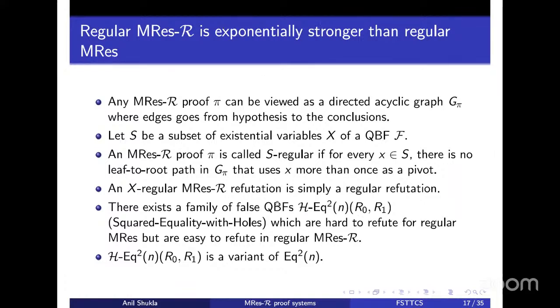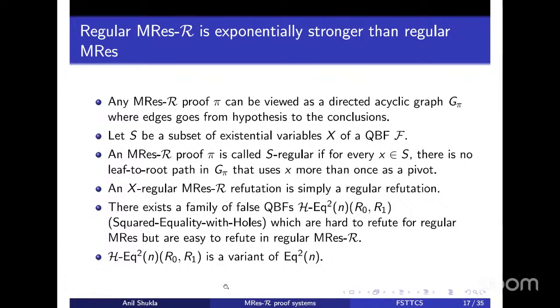Let us understand what regular means. Any proof system, I have just defined as a sequence of lines. We can also draw a DAG out of that, where the hypotheses point to the conclusions. I will say that the DAG is regular if you check any root-to-leaf path and every variable from X is used as a pivot at most once. Then such proofs are called regular. And if X-regular, it means all existential variables in any root-to-leaf path can be used as a pivot at most once.